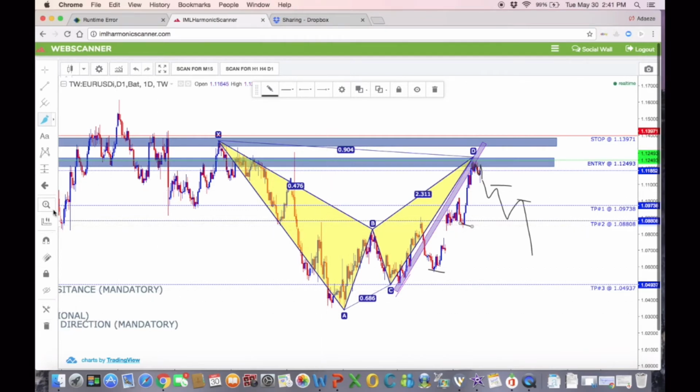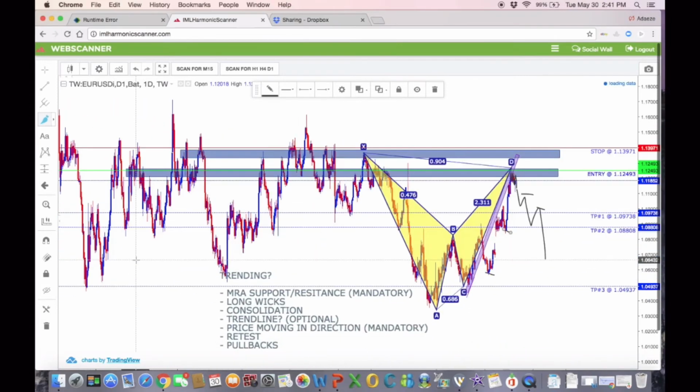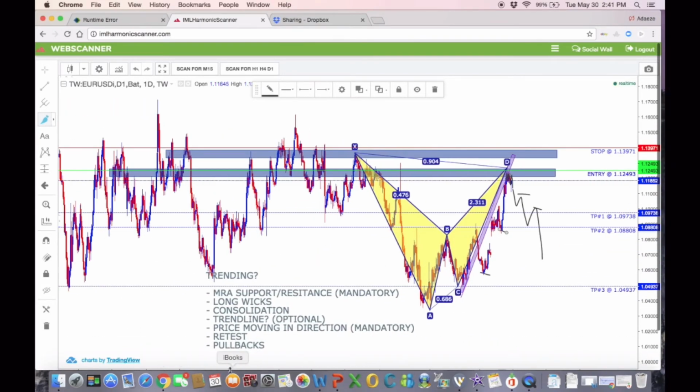Okay, so did you see how we use that list? I'm going to go and look at another one. These are just kind of accessories, but the mandatory ones are major support, long, do you see these wicks?